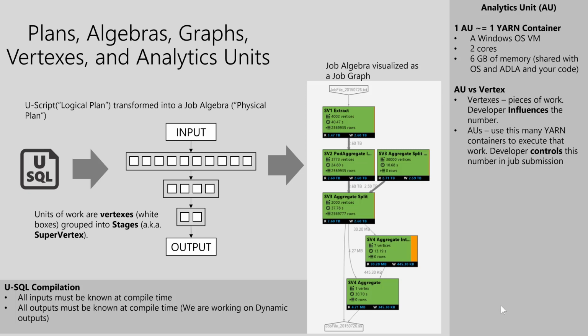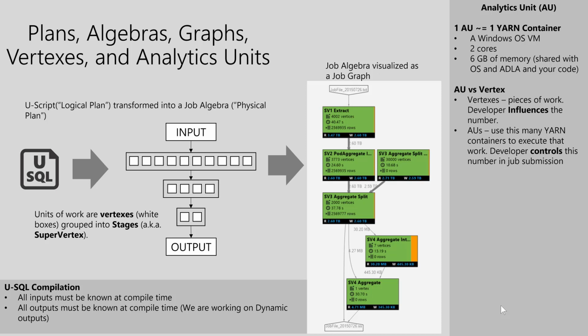Next, I talked about this logical plan here. Let's break it apart. When a U-SQL script is transformed to the physical plan, I mentioned there are pieces of work called vertices, and the vertices are grouped together. When they're grouped together, they're called stages. Each stage has at least one vertex, and the number of vertices in a stage indicates how parallelizable that stage is.